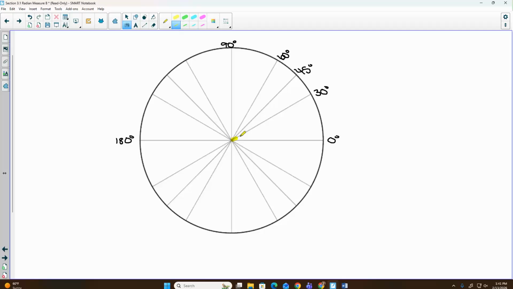Now remember, reference angles were distance to the x-axis. So this is a reference angle of 30. It's 30 degrees to the x-axis. This one is also 30 degrees to the x-axis. And this one, and this one. So those are all my angles that have a reference angle of 30. These are all 45 degrees from the x-axis. These angles are all 60 degrees from the x-axis.